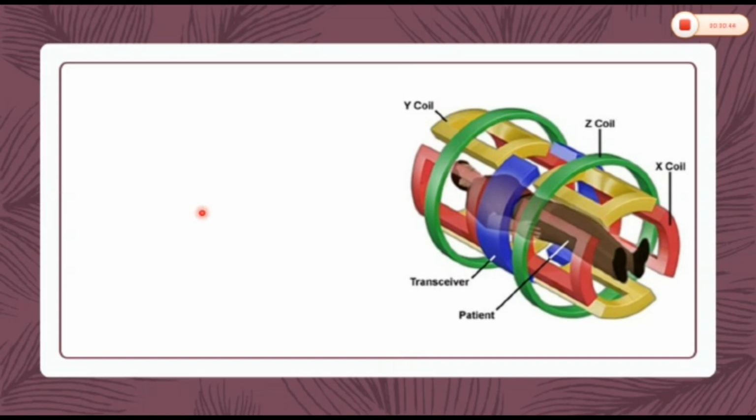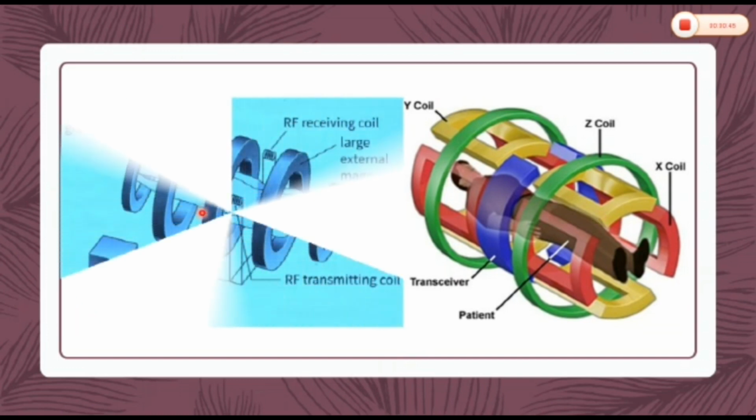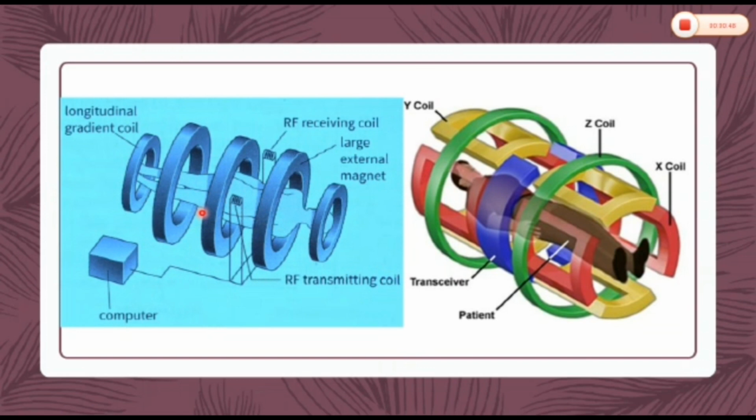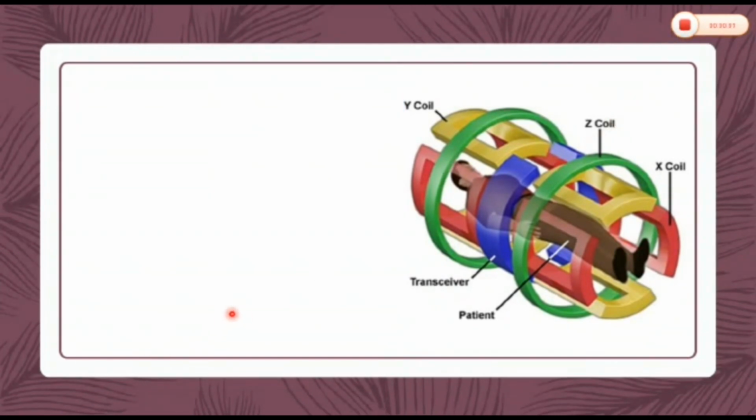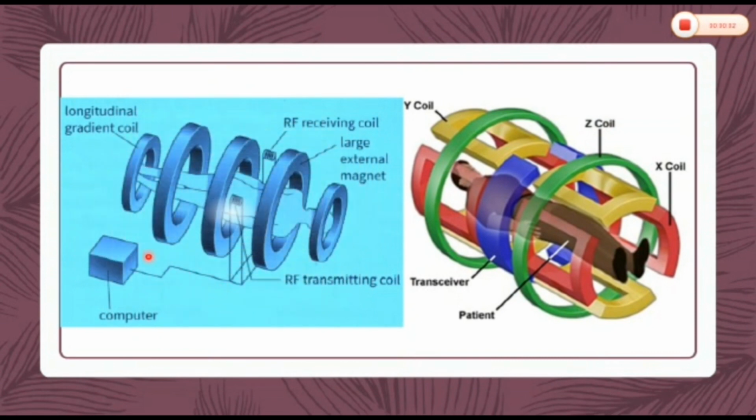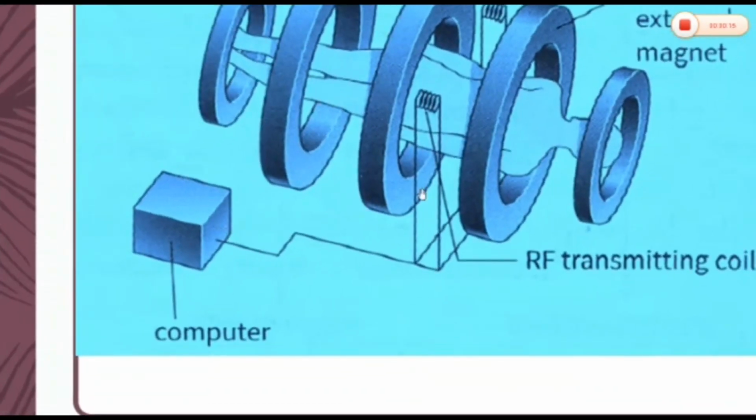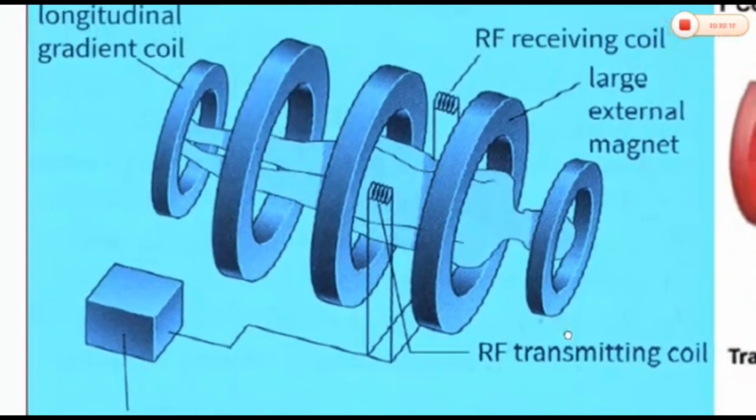Now, secondly, we will discuss superconducting magnet, this one. A very powerful and uniform magnetic field is produced by this large superconducting permanent magnet. Let's take a magnified view of this one.